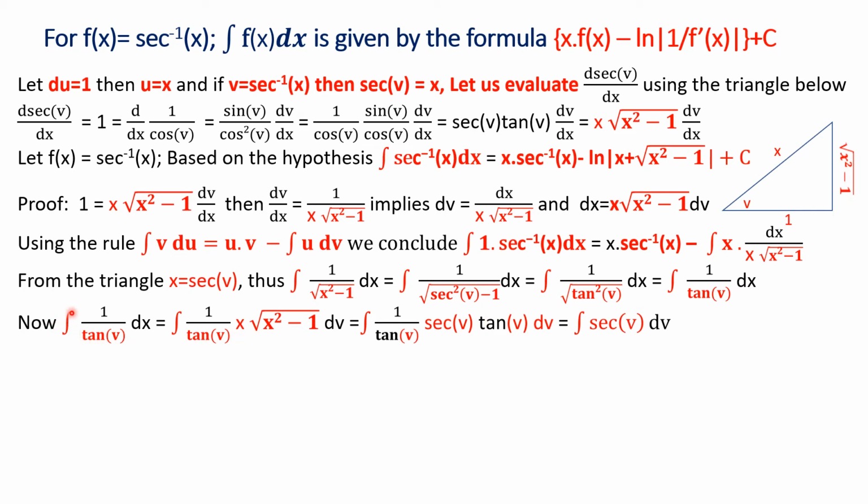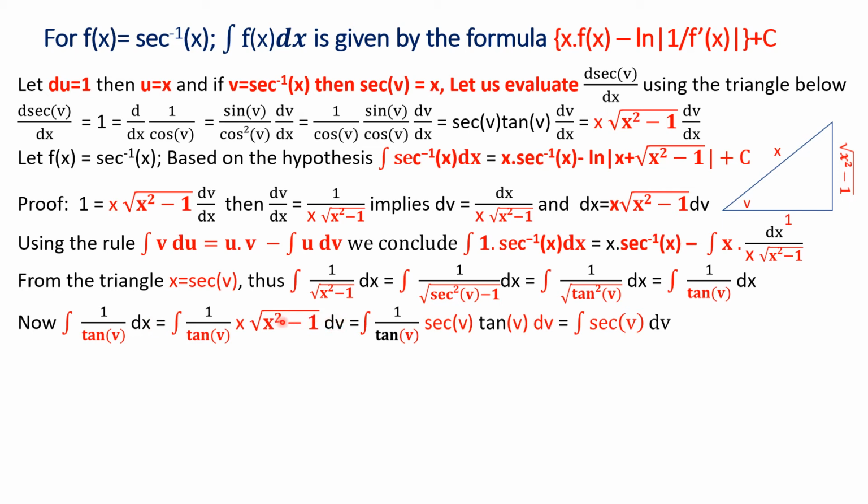We will continue integration of 1 divided by tan of v dx. We cannot integrate a function with respect to x when the function is a function of v. So we have to figure out the equivalent of dx, and we already prepared that. dx is equal to x multiplied by square root of x squared minus 1 dv. So we're going to go ahead and replace dx by its value, which is right here, dv.